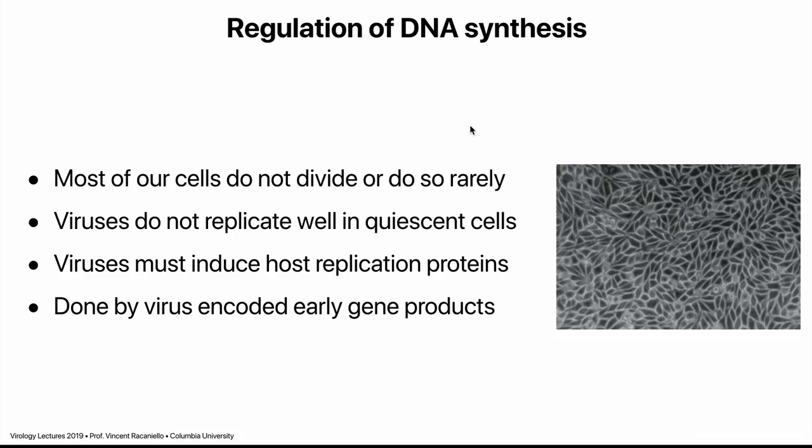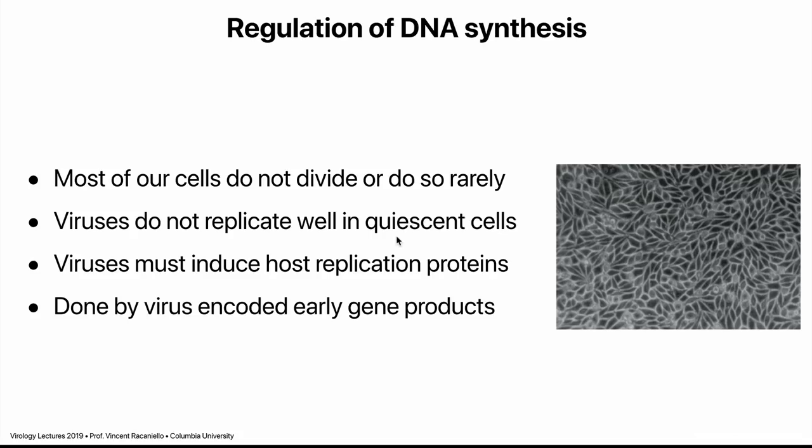They're quiescent. And in general, viruses do not replicate well in quiescent cells, because quiescent cells aren't replicating their own DNA, so they don't have the replication proteins made. There's no point in having a DNA polymerase around if you're not going to use it. It's turned off. The gene's turned off, and the polymerase eventually goes away. So smaller viruses that do not encode most of the DNA synthesis apparatus have to turn on the synthesis of these proteins in the cell. They have to induce host replication proteins.